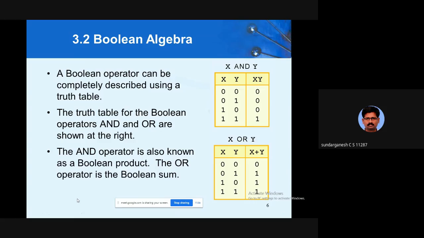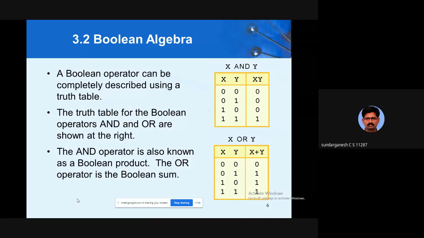So there are two inputs, x and y, and the Boolean AND operation is x into y. When you multiply both the inputs, if any one of the inputs is 0, the output is 0. The Boolean operators for AND as well as OR are shown on the right hand side. The AND operator is also known as Boolean product, and the OR operator is known as Boolean sum.